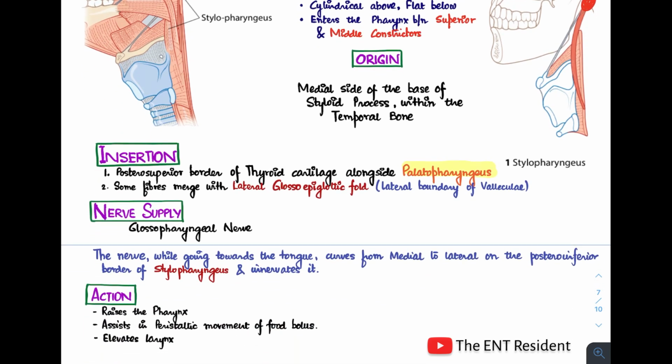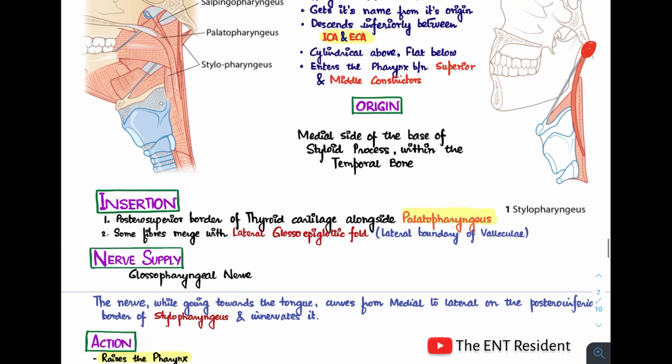Now this nerve, while it is going towards the tongue, it curves medial to lateral on the posterior-inferior border of the stylopharyngeus and innervates it. Its action is to elevate the pharynx, and it also helps in some peristaltic movement of food bolus, and it also helps in elevating the larynx.